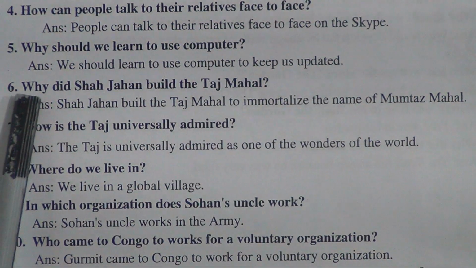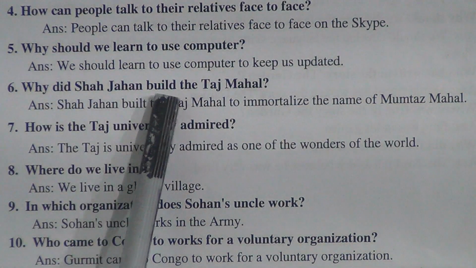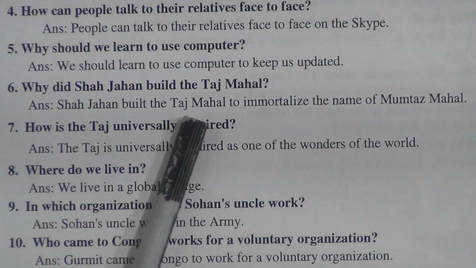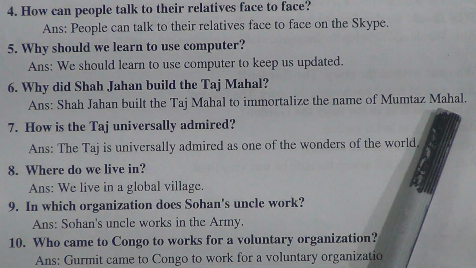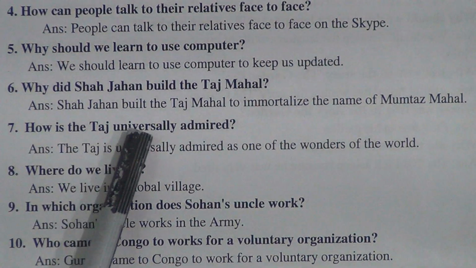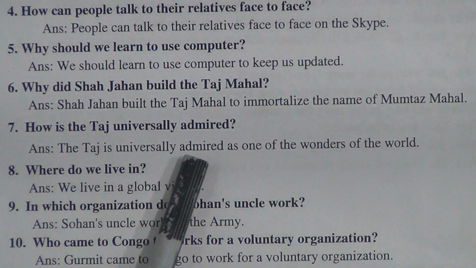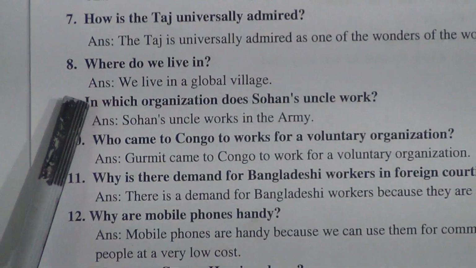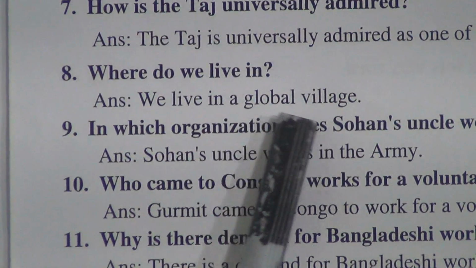Number six, why did Shah Jahan build the Taj Mahal? Answer: Shah Jahan built the Taj Mahal to immortalize the name of Mumtaz Mahal. Number seven, how is the Taj universally admired? Answer: the Taj is universally admired as one of the wonders of the world. Number eight, where do we live in? Answer: we live in a global village.